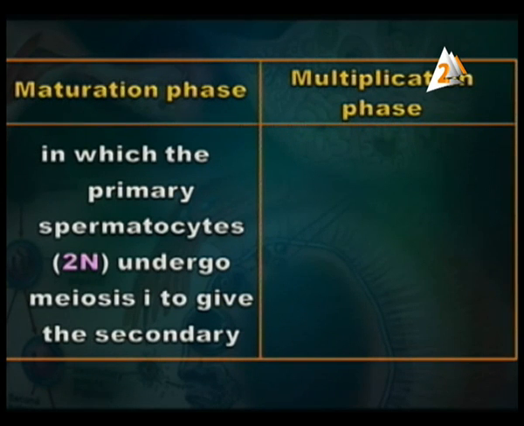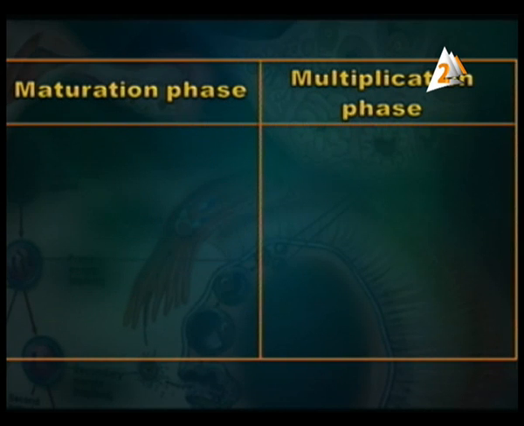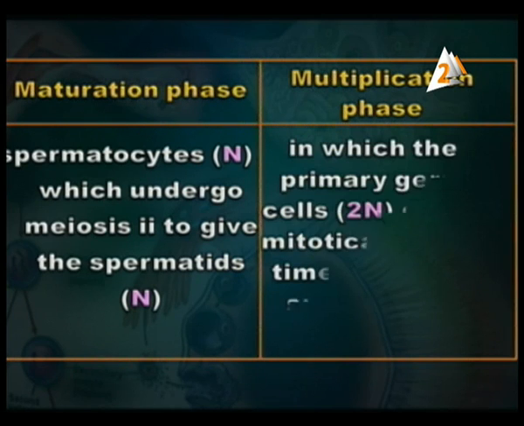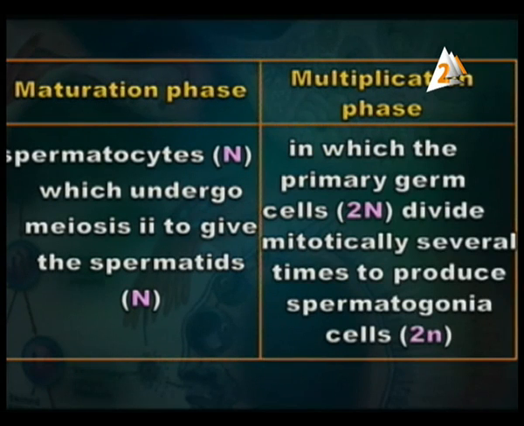Maturation phase and multiplication phase. Maturation, in which primary spermatocytes 2N undergo meiosis 1 to give the secondary spermatocytes N, which undergo meiosis 2 to give the spermatids N. But in multiplication, in which primary germ cells 2N divide mitotically several times to produce spermatogonia cells, which are 2N.